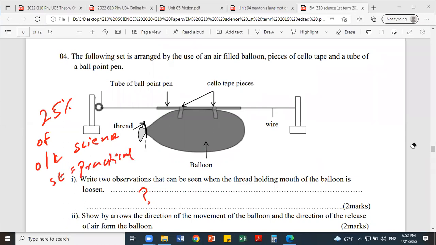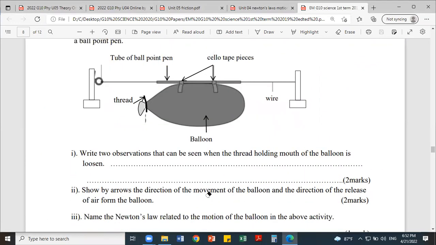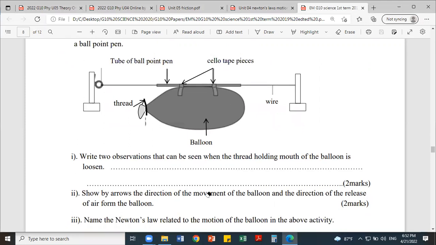So they ask here: name the Newton's law related to the motion of the balloon in this activity. What is the law? Newton's third law. They don't directly ask you to write Newton's third law. Answer is Newton's third law, from this activity.